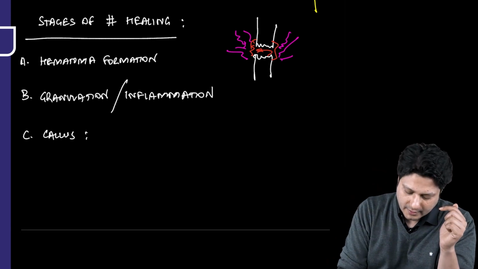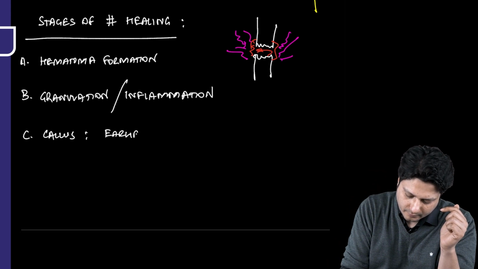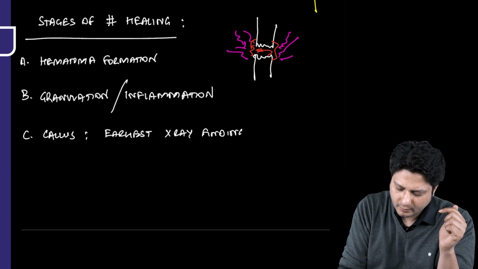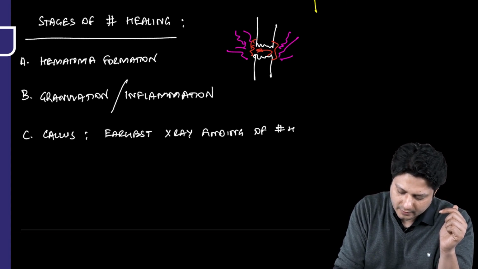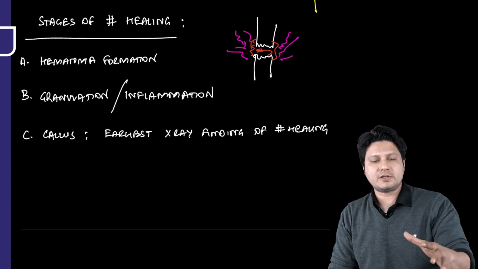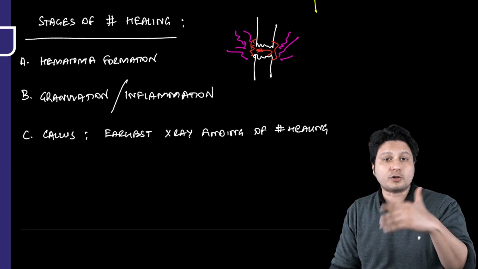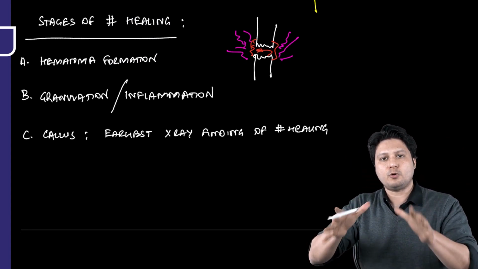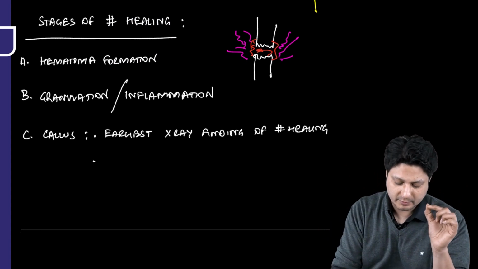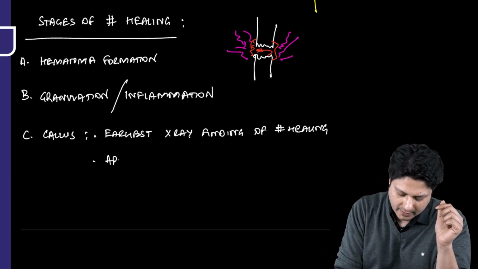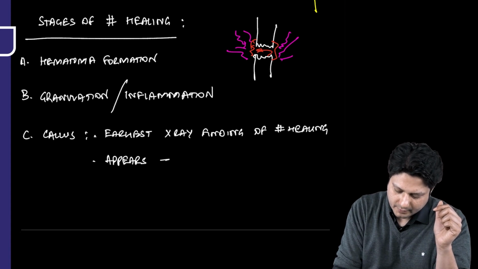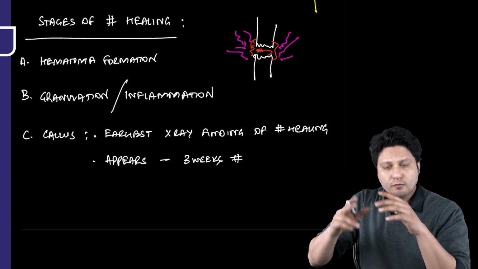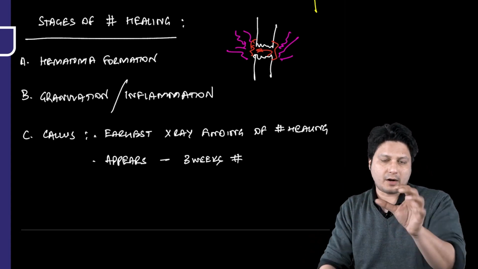One is that it is the earliest X-ray finding of fracture healing. Can you see the hematoma on the X-ray? Obviously not. You cannot see the granulation, inflammation and all the stages of inflammation. You cannot. But once it is getting converted into a callus, it will appear on the X-ray. But it will take some time for its appearance. And it appears at least 3 weeks after the fracture. Means it will take this much time for its appearance on the X-rays after the fracture, that is callus.